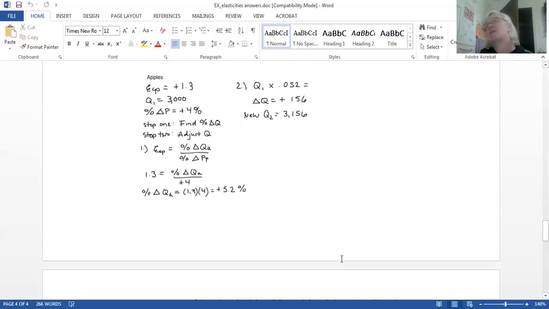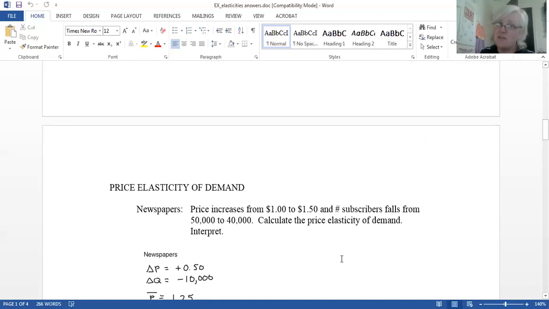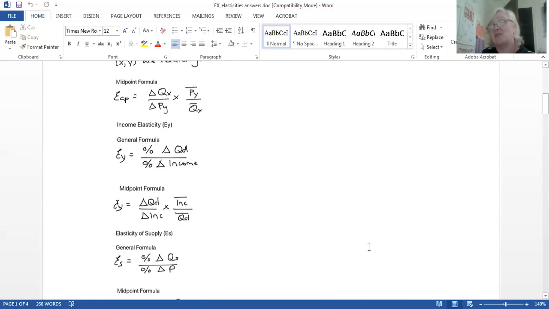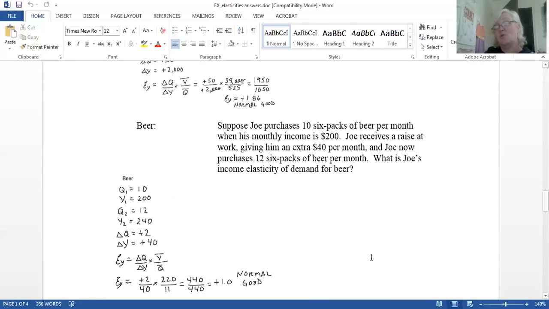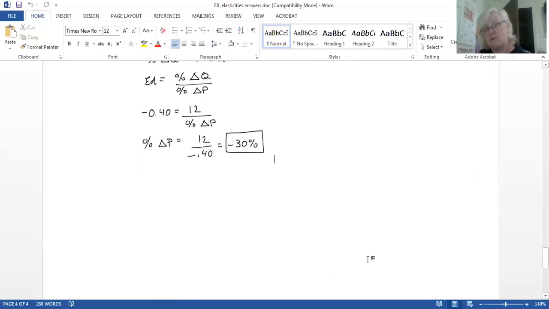So hopefully by the time we've worked through all of these, you have a better sense of when to use the midpoint, when to use the general, and the different ways that we can ask you if you understand and are able to calculate these elasticities and solve problems on the basis. It's the decision making, how to guide the decision making for the firms or the consumers in this case. So hopefully this has helped.